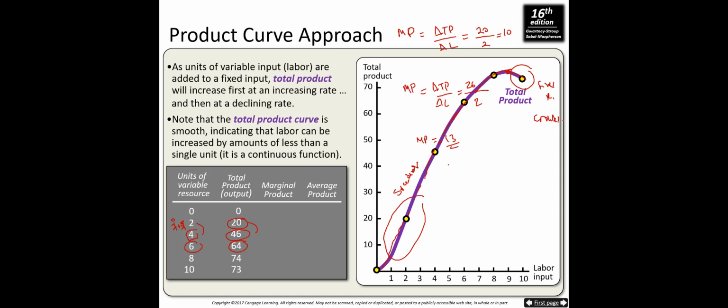Okay. How about average product? Average product is very simple. You take the total product 20, divide by the total number of labor. 20 divided by 2 is 10. The same for 46, 46 divided by 4. And 64 divided by 6. That's how you calculate average product.